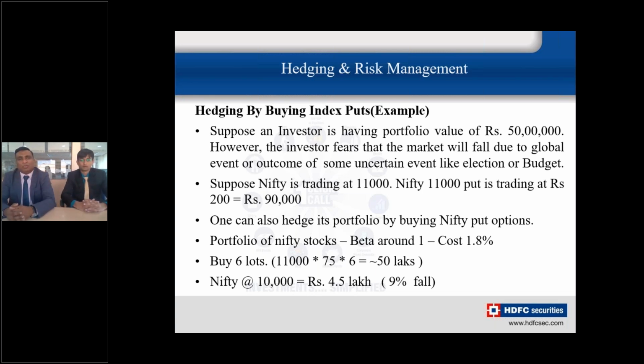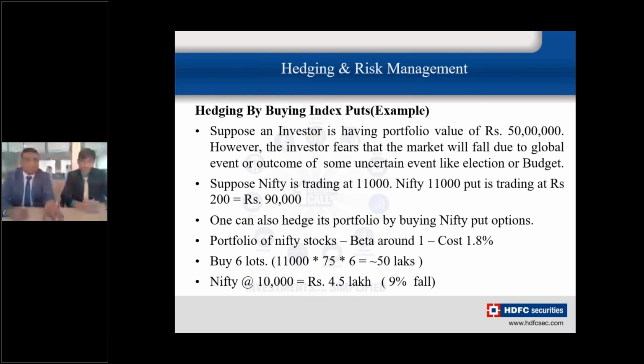Example, suppose you are owning a portfolio of large cap stocks. These are the stocks which are behaving similar to the Nifty. The theoretical measure of whether your portfolio moves along with the Nifty or not is called beta. For the sake of simplicity, I'm assuming that your portfolio beta is 1. So I'm going to buy an equal amount of put options.